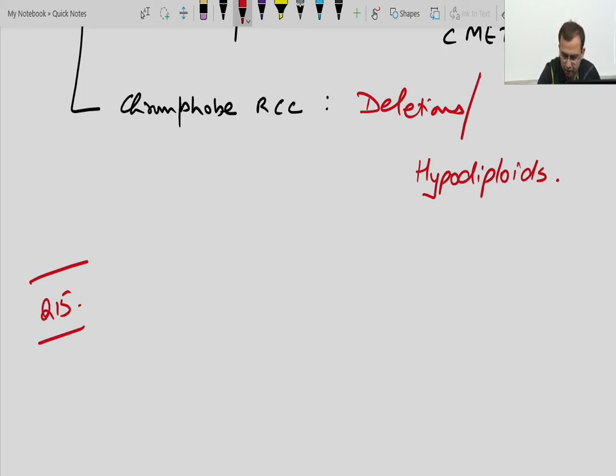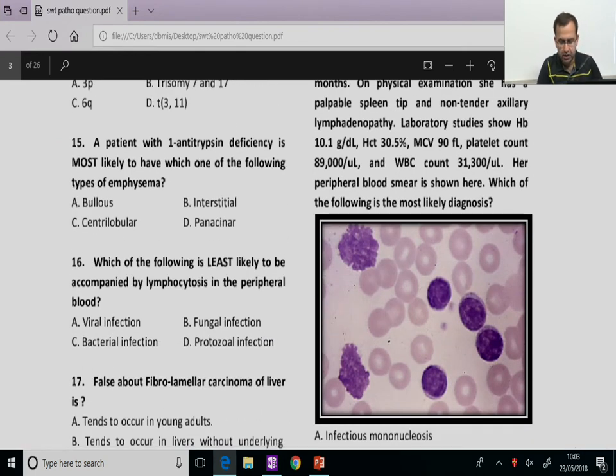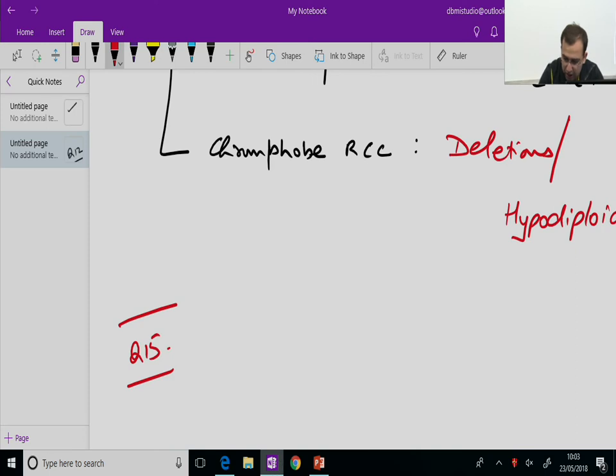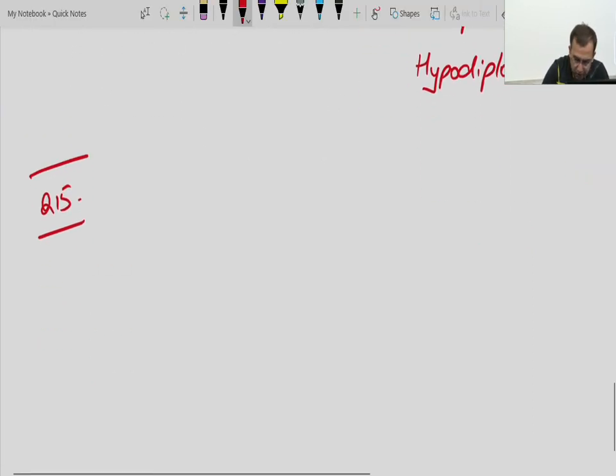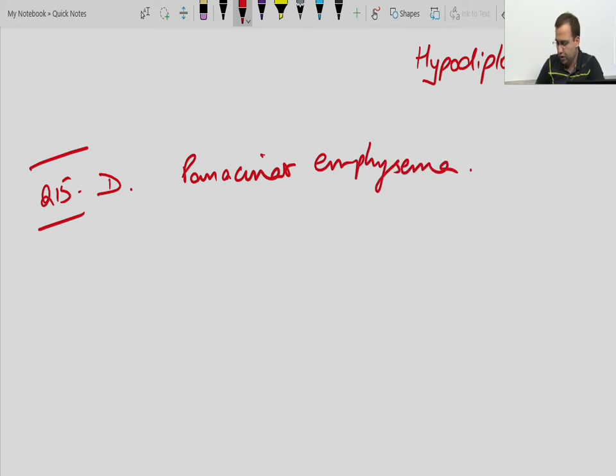So starting with question 15. Patient with alpha-1 antitrypsin deficiency is most likely to have pan-acinar emphysema, that is D. That is D. Pan-acinar emphysema. So before we go further, let us have a look at emphysema in detail.